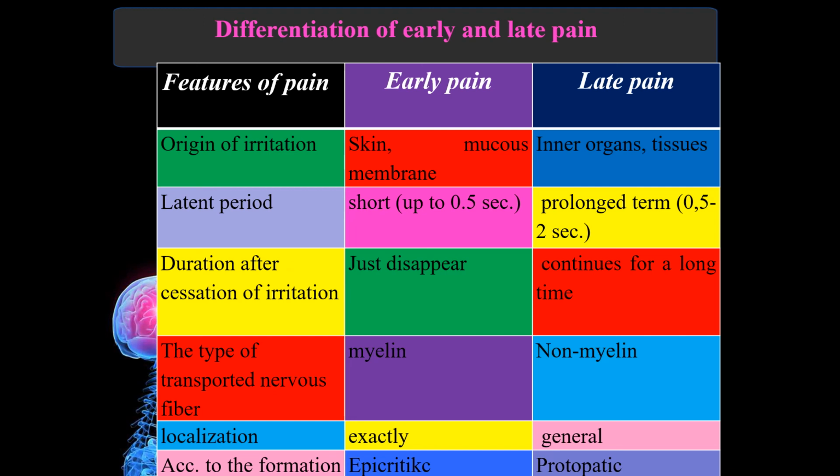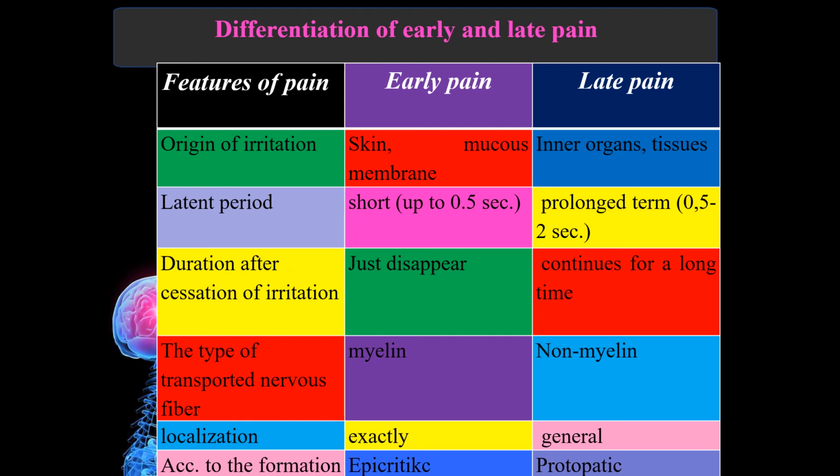Early pains occur immediately after acute damage, and their localization is easily determined. Late pain occurs a certain time after damage and is debilitating, widespread, and continues for a long time after cessation of the pathogenic factor. Somatic deep pain includes headache, toothache, muscle pain, joint pain, and others. Somatic deep pains are often prolonged and don't have exact localization, and they are accompanied by general weakness and vegetative reactions, for example, nausea and sweating.